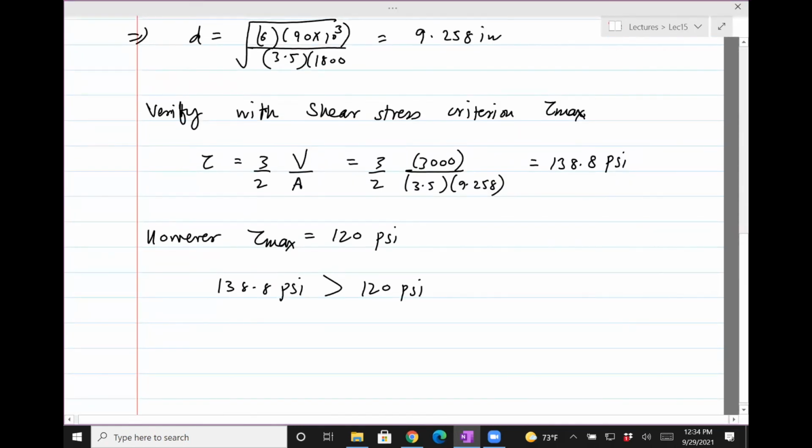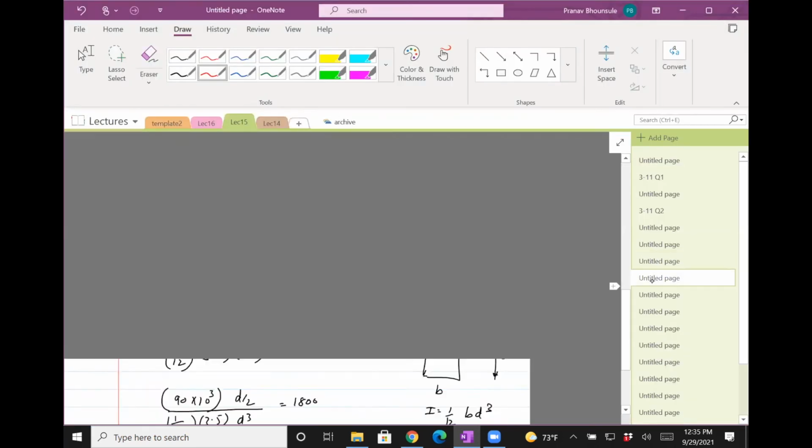So it does not meet the shear stress criterion, so it does not meet specs, right? Okay. So we reverse our criteria. We first design based on shear stress and then check the normal stress. So let's do that. So that's step 3.